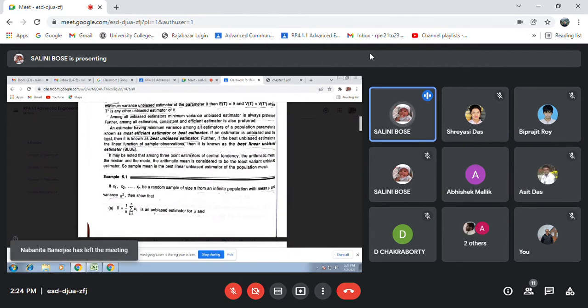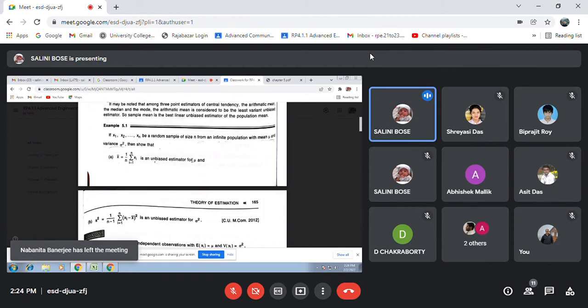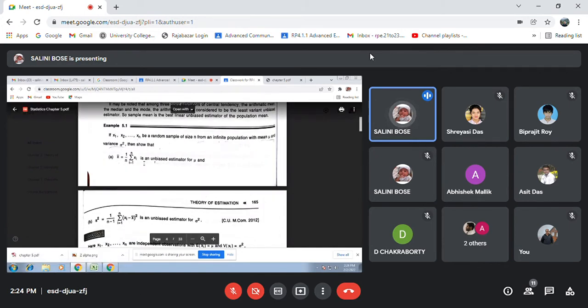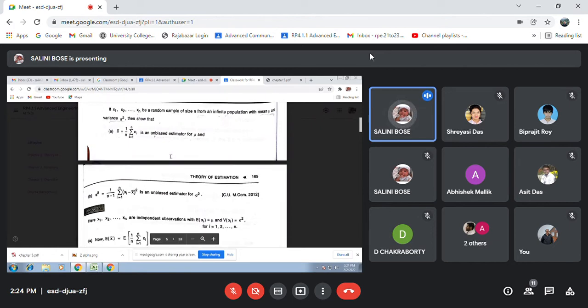Okay. So now, just see, this part is already known to you. They have copied it from the previous cases. That is, if x1, x2 to xn be a random sample of size n from an infinite population with mean mu and variance sigma square, then we can say that x bar is equal to 1 by n summation of xi from i equal to 1 to n, is an unbiased estimator of mu. You already know this.